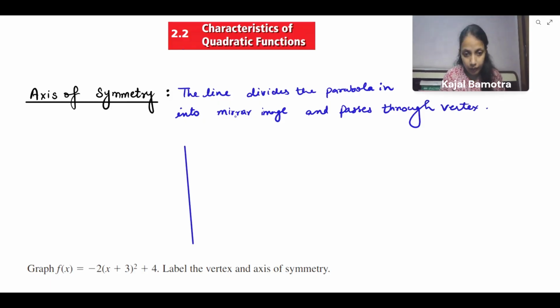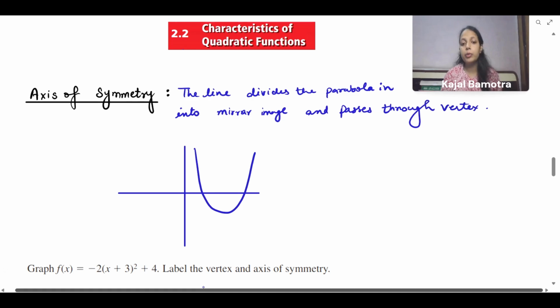And how will it look? Suppose you have a parabola like this. This is the parabola. This is the vertex. And a line will pass through this. So this line is considered as an axis of symmetry. This is an axis of symmetry.